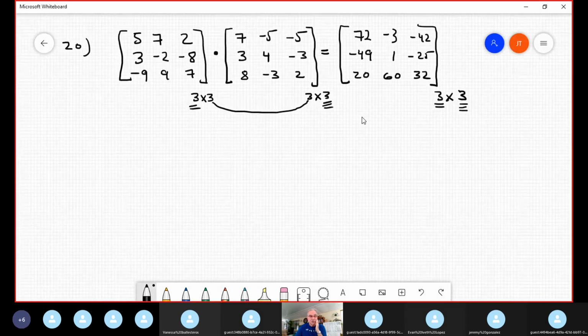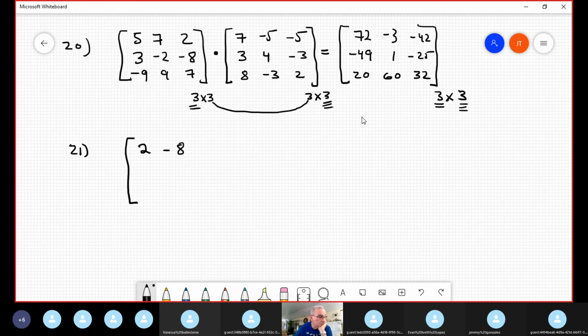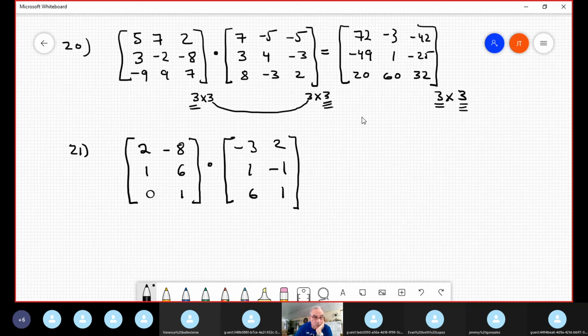21 is similar. Look at that. 21 is, suppose, this matrix 2, negative 8, 1, 6, 0, 1, multiplication by another matrix, which is minus 3, 2, 1, and negative 1, 6, and 1. Don't forget, first of all, analyze dimension. This is 3 by 2, 3 rows. 2 by 2. 3 by 2, both are identical.